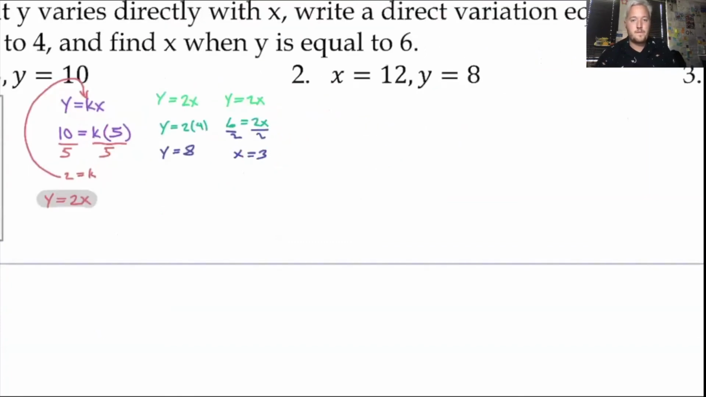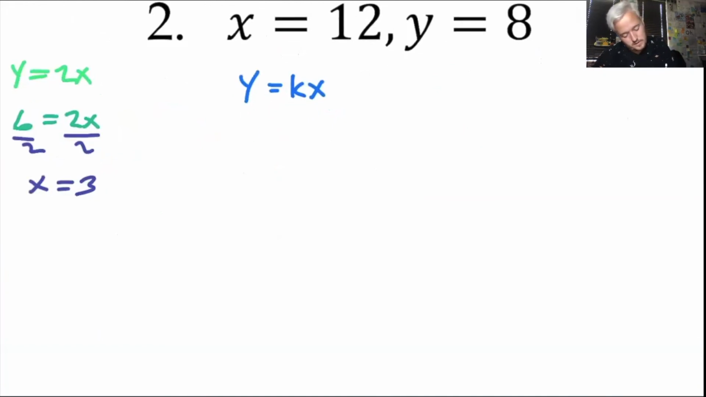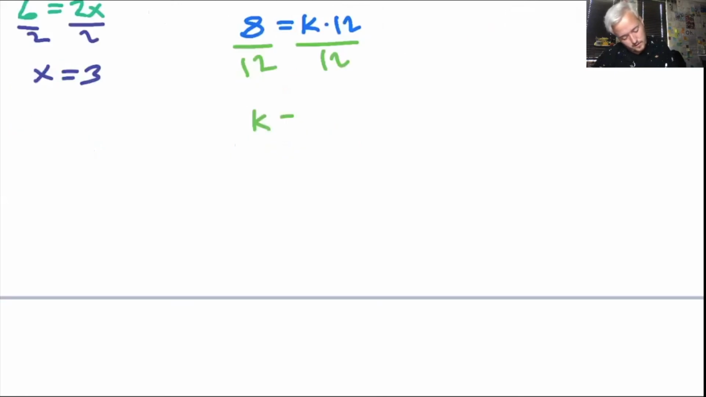Okay. So same idea over here. I will say some of these will be fractions and they're going to be gross and terrible. So I'm going to start with y equals kx. I'm going to start by finding my equation. So I'm going to have 8 equals k times 12. Speaking of fractions, here we go. Divide both sides by 12. So k is 8 over 12. Divide both by 4, and you get 2/3. So our equation here is going to be y equals 2/3 x.